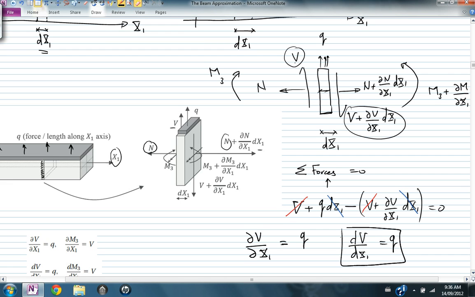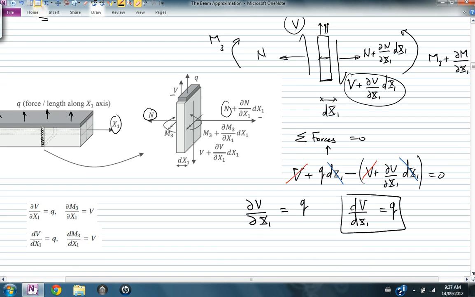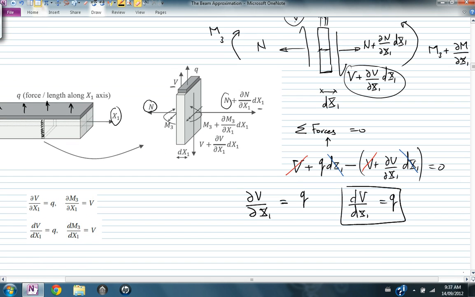Remember, we had three equations of equilibrium for a continuum, and we had three bending moment equations of equilibrium that led us to have the stress matrix be symmetric. Here, we will only get two equations of equilibrium. One, because the sum of the forces equals zero in the vertical direction, and the other one is the sum of moments equals zero.